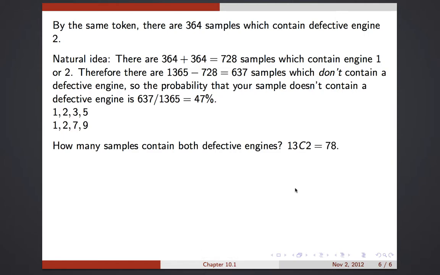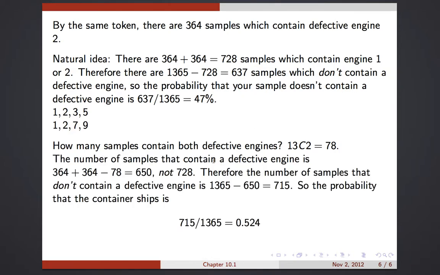Okay, so let's think about this. You have a sample of size 4 and you're assuming that 1 and 2 are already in there, right? That means there are 13 remaining engines from which to choose, and you need 2 of them. So there are 13 choose 2 ways of getting the remaining 2 engines from the remaining 13, and 13 choose 2 is 78. So there's 78 ways that you can get both engines 1 and 2.